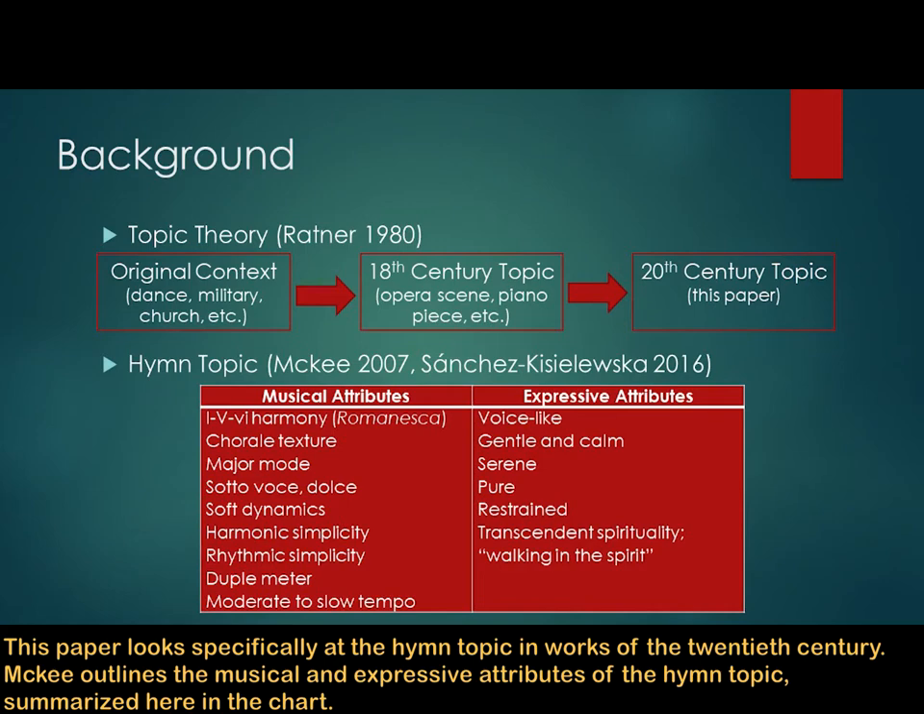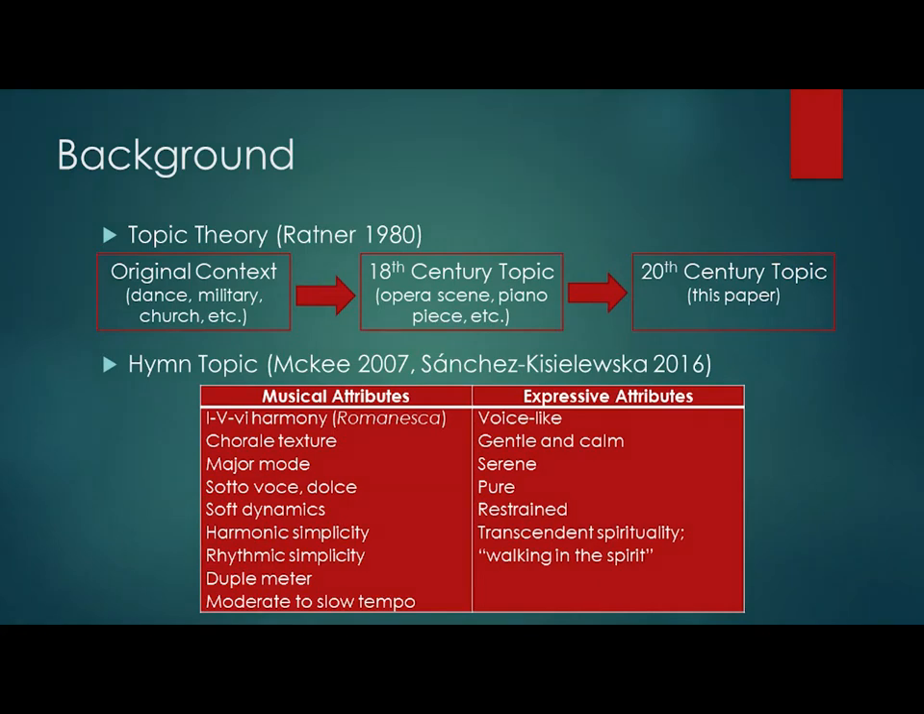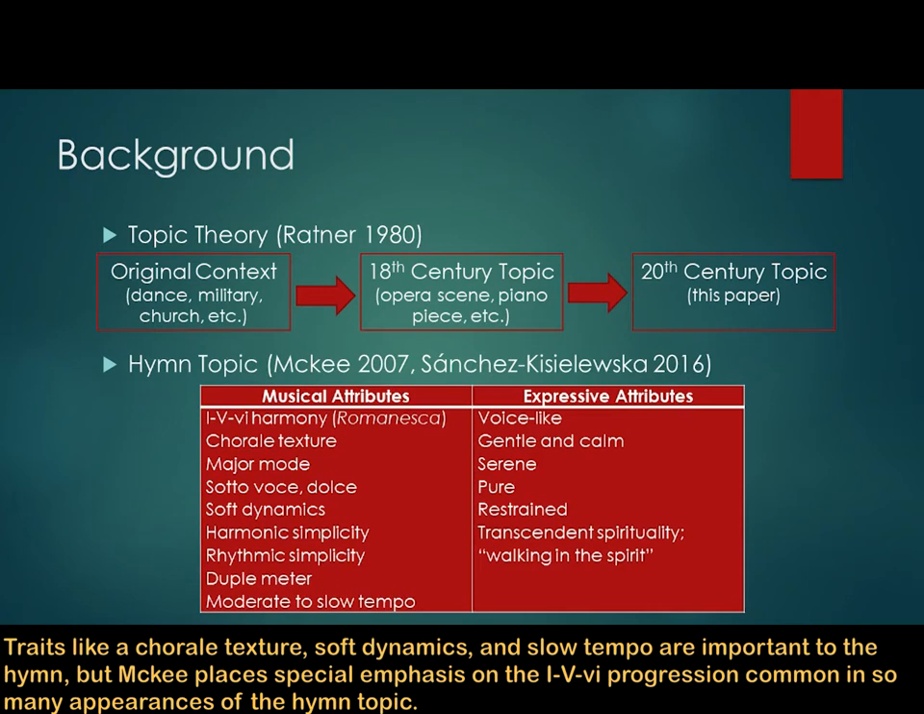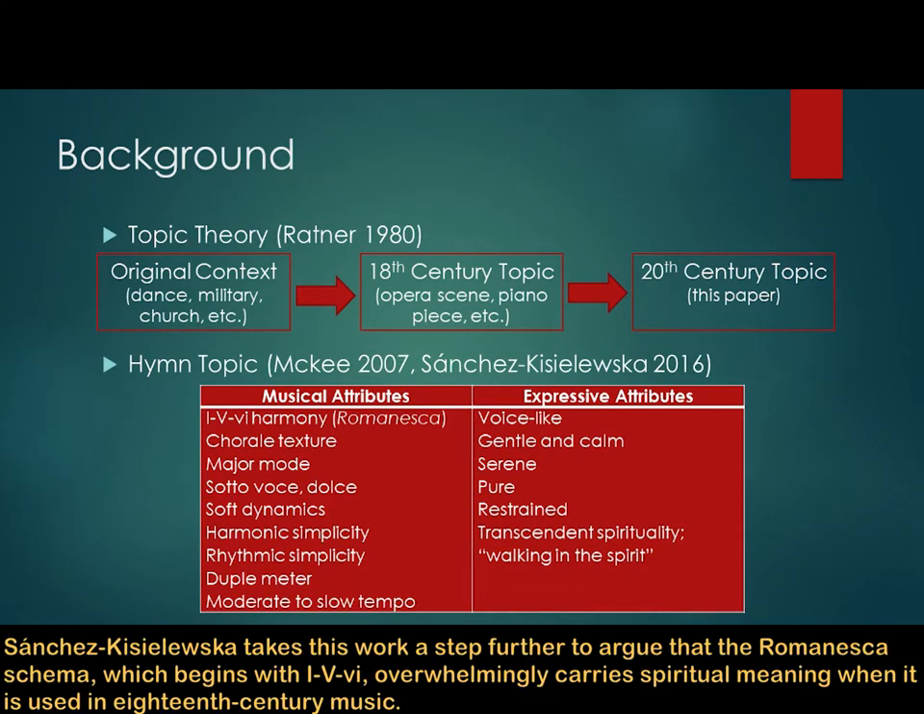Mckee outlines the musical and expressive attributes of the hymn topic, summarized here in the chart. Traits like a chorale texture, soft dynamics, and slow tempo are important to the hymn, but Mckee places special emphasis on the 1-5-6 progression common in so many appearances of the hymn topic. Sanchez Kisielewska takes this work a step further to argue that the Romanesca schema, which begins with 1-5-6, overwhelmingly carries spiritual meaning when it is used in 18th century music.